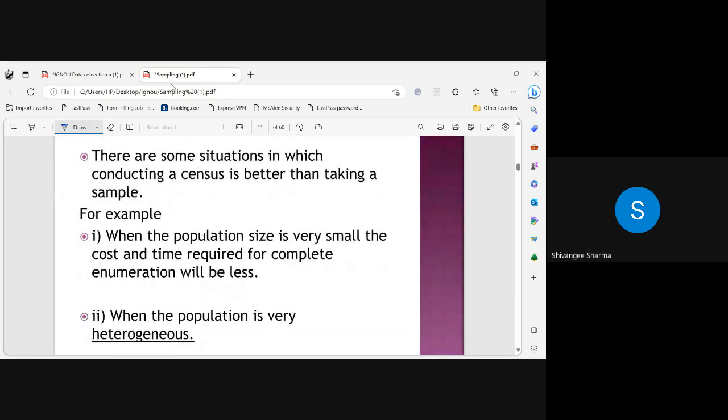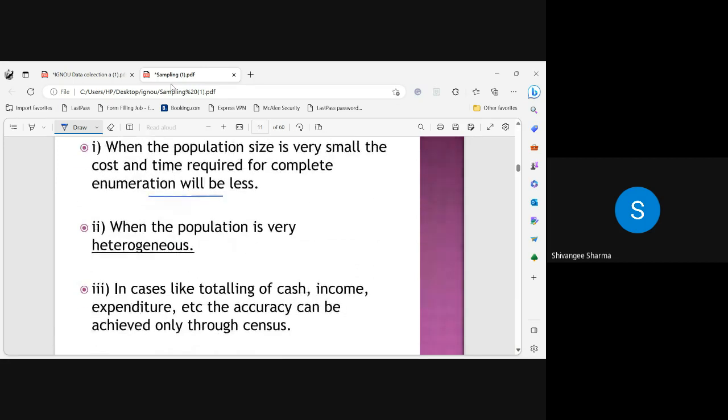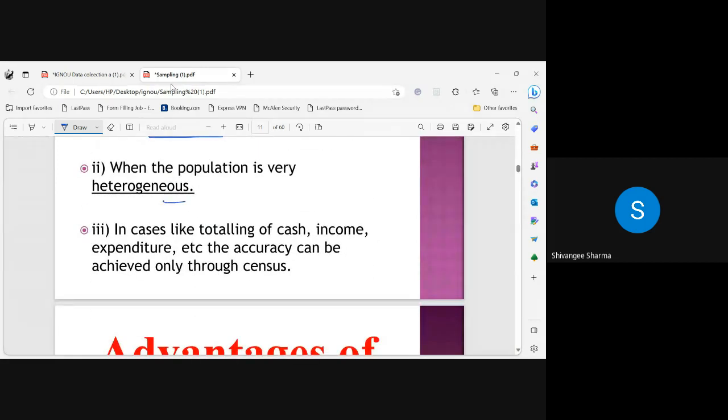Now, there are some situations in which conducting a census is better than taking a sample. In these situations, when the population size is very small, the cost and time required for complete enumeration will be less. And when the population is very heterogeneous, it's not of similar kind, then also you go through that census study. And in cases like totaling of cash or income or expenditure etc., accuracy can be achieved only through census.